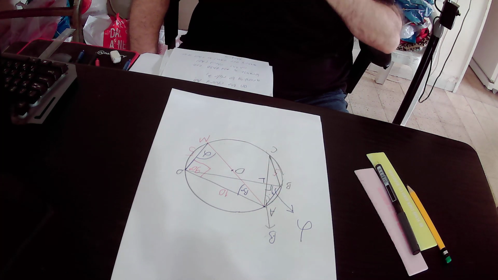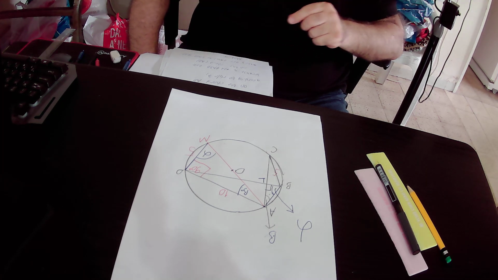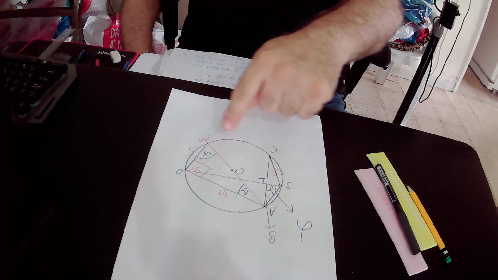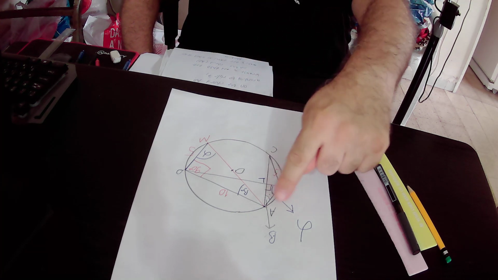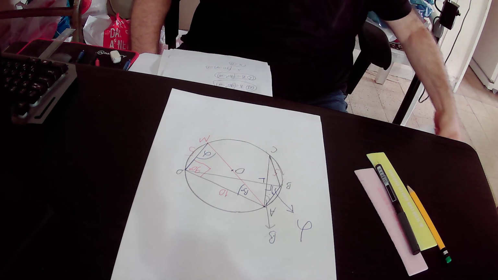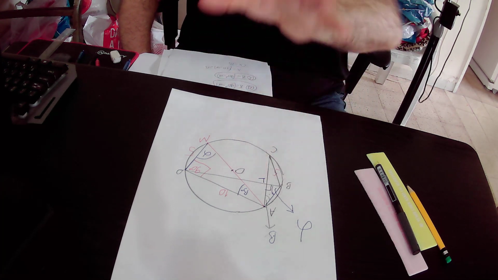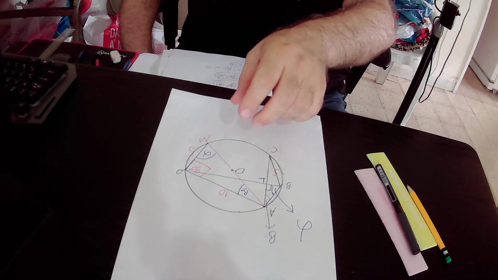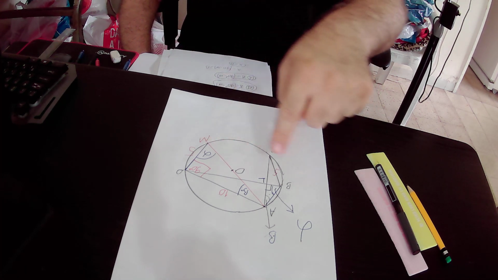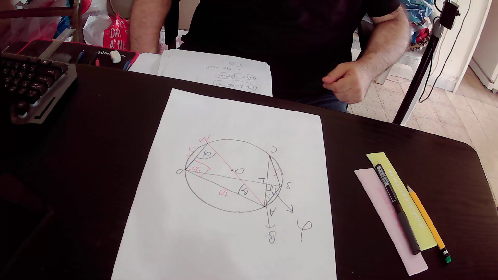So according to rule number 2, because angle alpha and angle ABD rest on the same chord AD, they are equal to each other. That is to say, angle ABD equals alpha, because both angles rest on the same chord AD. So if this angle is alpha, this angle is also alpha.